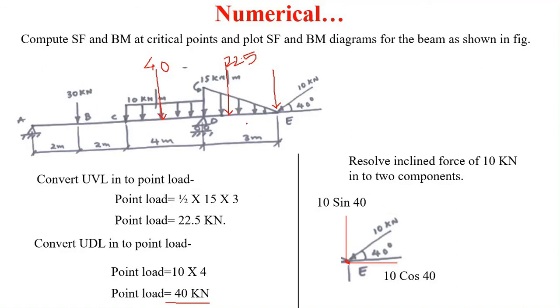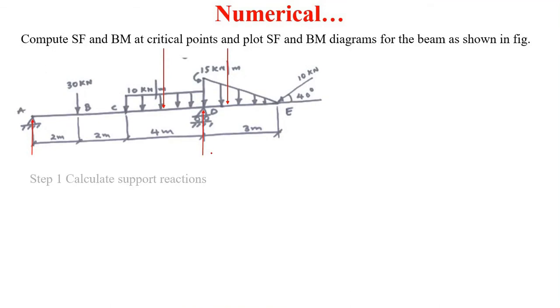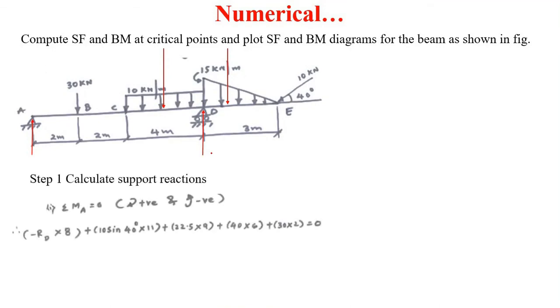Okay, now after converting all these loads into point loads, this inclined load into a vertical load, this uniformly varying load into a point load, and this uniformly distributed load into a point load, now we have to calculate the support reactions at A and at D. Okay, next step. So step number 1, calculate the support reactions RA and RD.